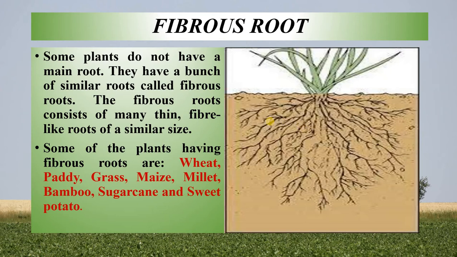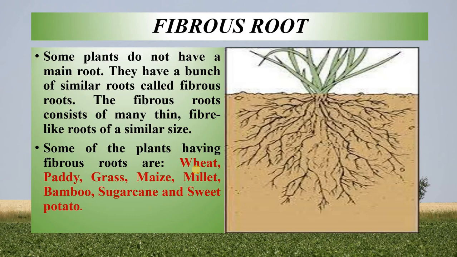So it consists of, as I said, many thin fiber-like roots of similar size. The fibrous root spreads out in the soil and gives firm support to the plant. What are the examples of plants that have fibrous root? The examples are wheat, paddy, grass, maize, millet, bamboo, sugarcane, and sweet potato.